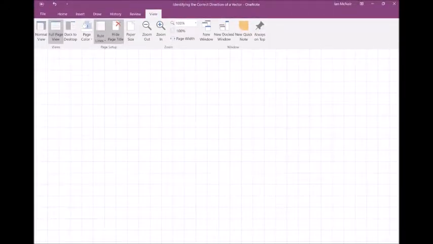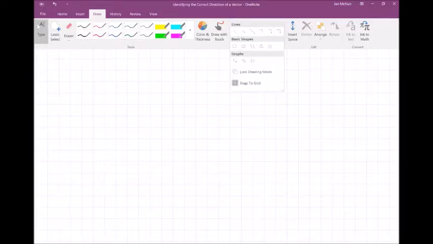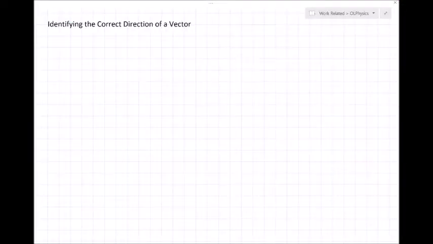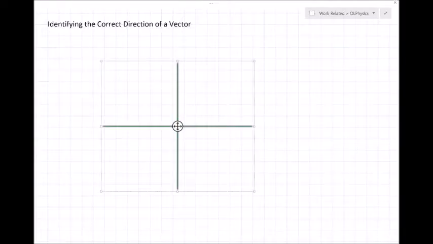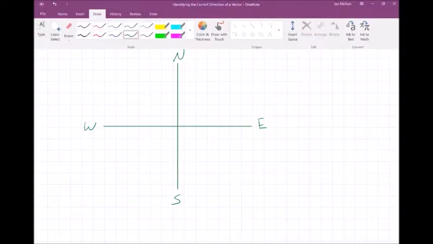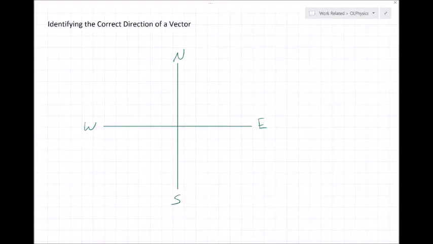So let's say you've added all these vectors together. You got the magnitude, but now you're trying to find exactly what direction it's pointing. Well, let's start using cardinal directions for a second. So we know that this is north, this is east, this is south, and this is west. And let's say the vector that you get is something along the lines of this.